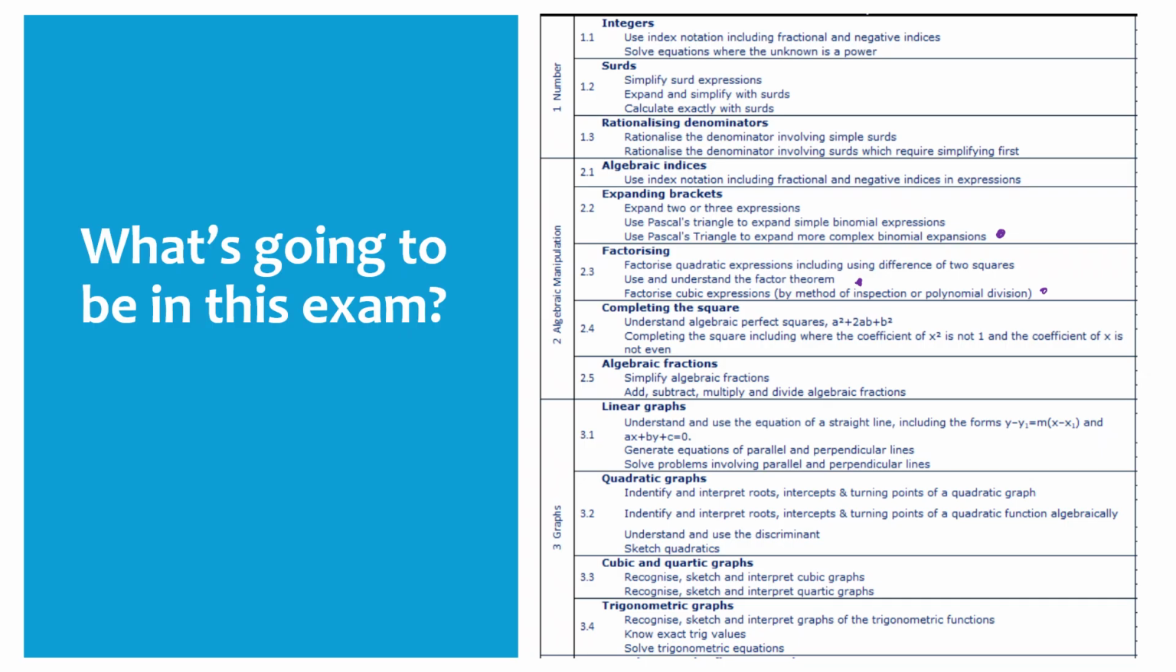Completing the square, we know that the coefficient of x squared is likely to not be 1 in further maths, so it could be negative, it could be anything really, a decimal, a fraction, anything. Algebraic fractions, so knowing how to simplify them, manipulate them, sort of calculate with them, so add, subtract, multiply, divide. Linear graphs, parallel perpendicular lines, maybe some coordinate geometry, solving some problems with parallel and perpendicular lines.